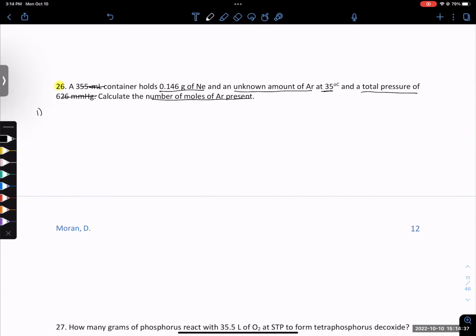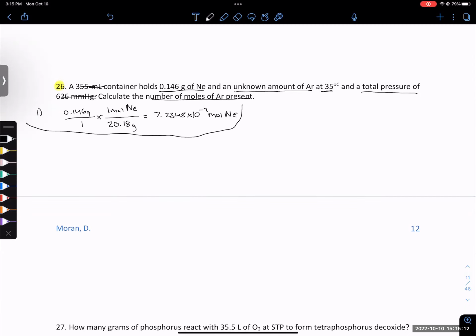Let's find moles of neon. So we use 0.146 grams, and we're going to divide by the molar mass, which is 20.18 grams for every 1 mole of neon. This is going to give us 7.2348 times 10 to the minus 3 moles of neon. That's step one.